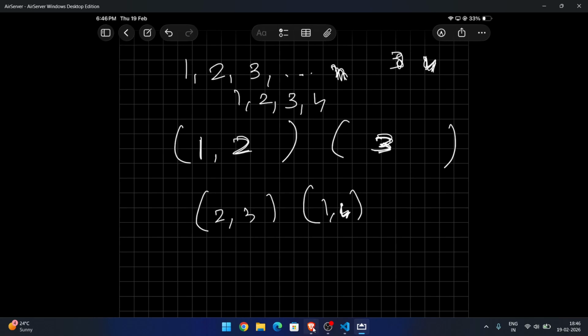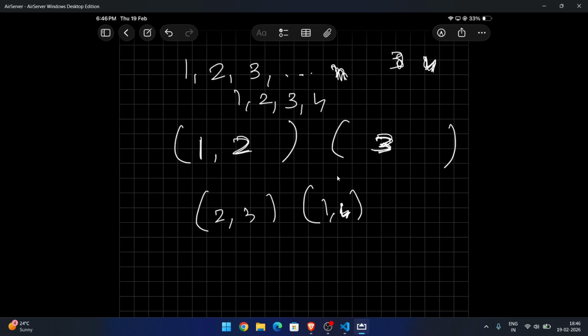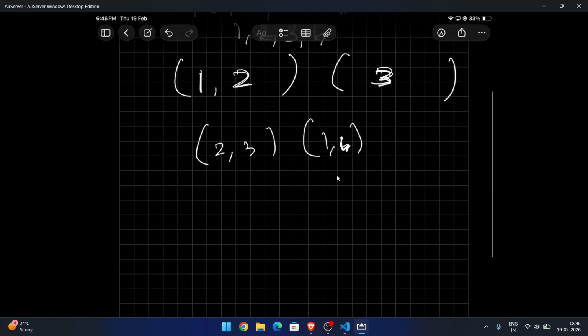Here in the example, it's given for n equal to 7. As you can see, there are four possible ways to get two sets of equal sum for 7. So how will we do it?